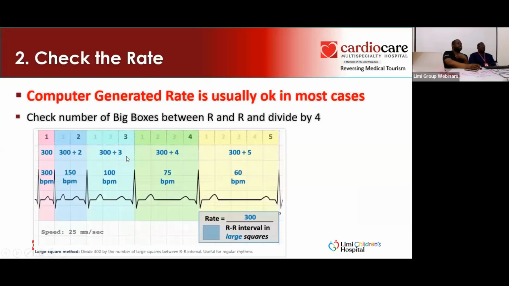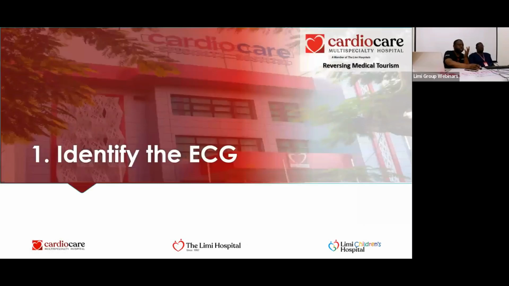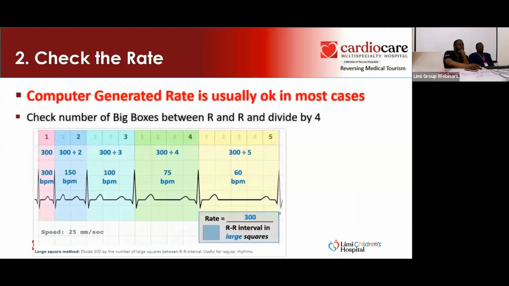All right, so here is how we go about it. First, make sure you are using the correct ECG. Then check the rate. To do the rate, it's just 300 divided by the number of big boxes. I hope we all have the sheet now. That's how we get our heart rates.